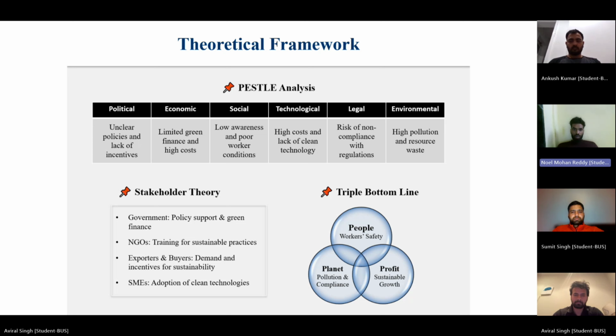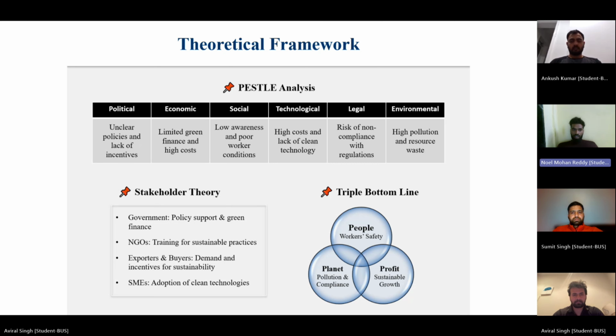Next, we have applied stakeholder theory in this context. Key stakeholders include SME owners, workers, government agencies, local communities, NGOs, trade associations, and global buyers. Any meaningful strategy must align their interests and create shared accountability. Finally, the triple bottom line framework reminded us that sustainable growth must balance three things: people, planet, and profit. Profit alone is no longer a sufficient measure of success. Our recommendations aim to help SMEs remain profitable while supporting social equity and environmental protection.